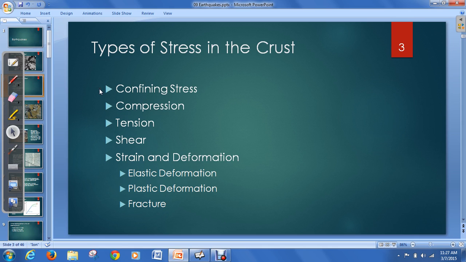There's confining stress, there's compression, there's tension, there's shear, and then there's strain and deformation. And then that can actually be broken down into three groups of elastic deformation, plastic deformation, and fracture. Okay, so you're going to want to know all these terms. Okay, but let's go through each one and see what they mean and how they relate to earthquakes.